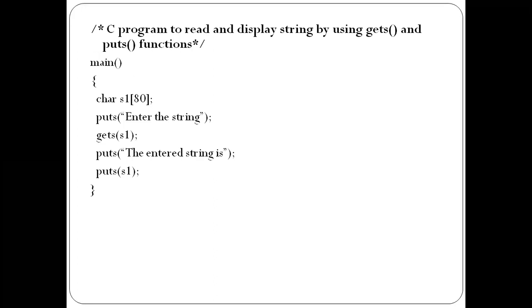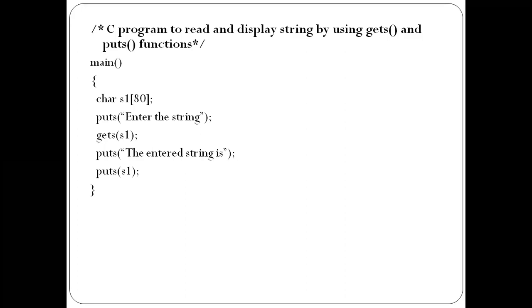In one example, a C program to read and display a string by using gets and puts function. In main, char is a primitive data type. I am taking the string name s1, size is 80, with the semicolon. I am declaring the string size within the square brackets. puts("Enter the string"); Here puts acts like printf. gets(s1); with a semicolon.